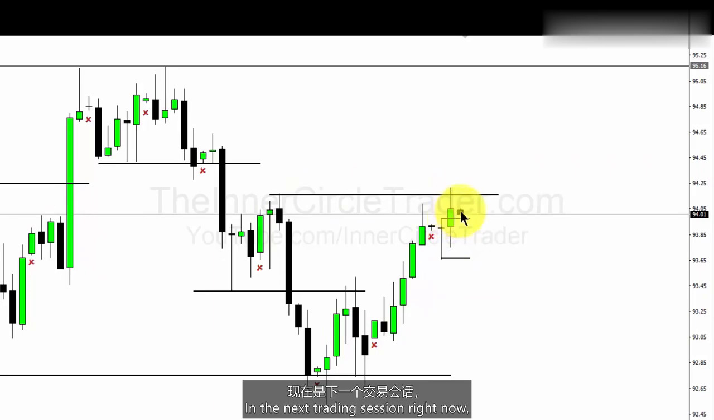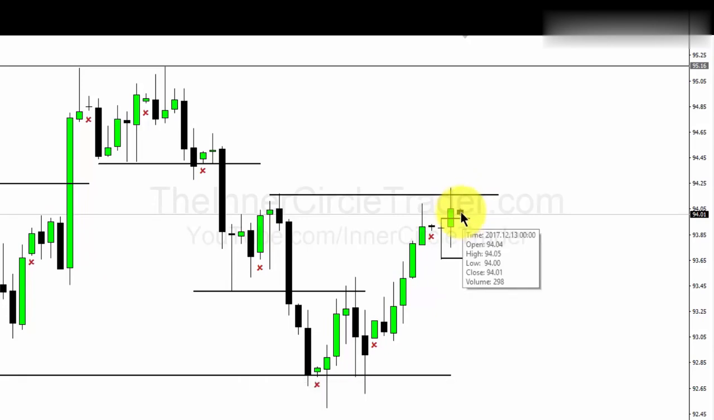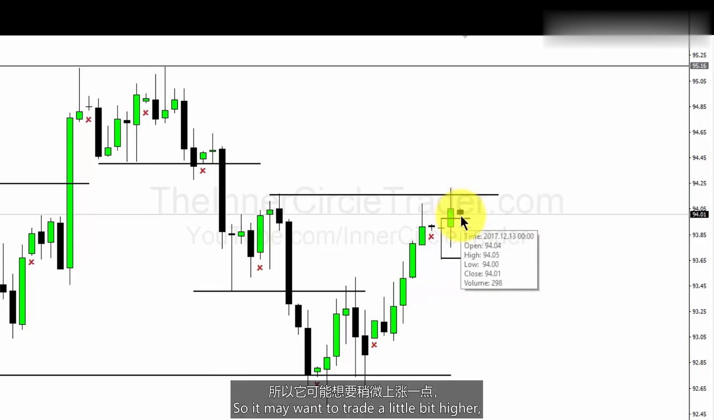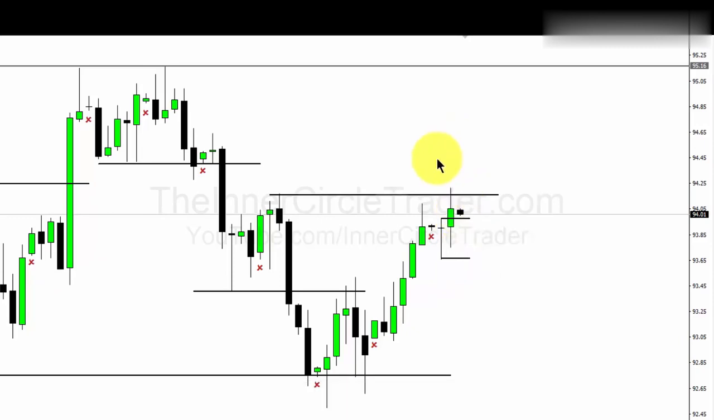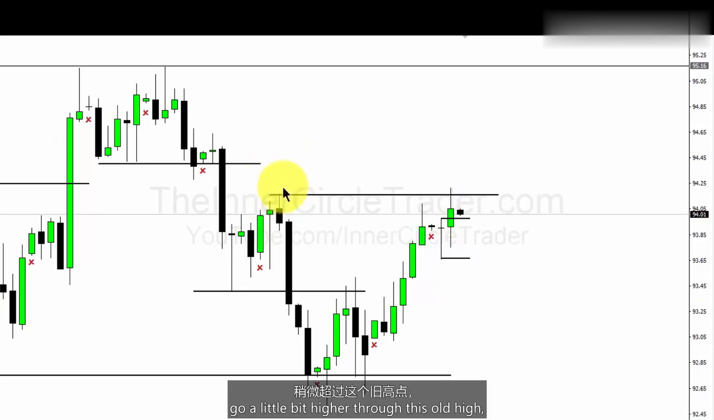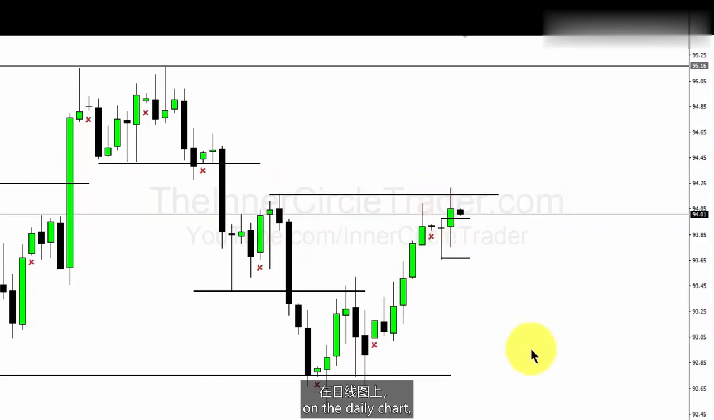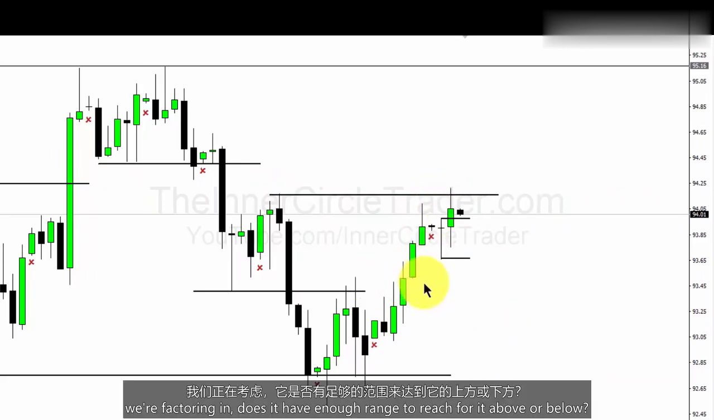Okay, in the next trading session right now, at the time of this recording, it's 9:26 p.m. New York time on December 12, 2017, and the candle is already starting here. It opened, had a little bit of movement up, and now we're moving a little bit lower. So it may want to trade a little bit higher through this old high, but as we're reaching for these intermediate term levels on the daily chart, we're factoring in, does it have enough range to reach for it above or below?